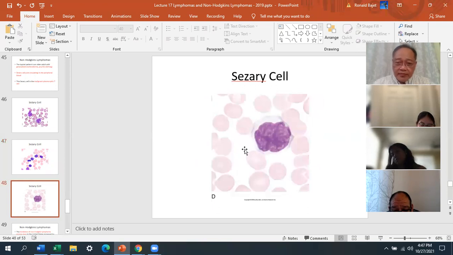And another Sézary cell. This is lymphocytic. It's large. Look at the cytoplasm. It's not dull blue, so it's not monocytic. Almost monocytic nuclei with a little bit of folding here, but it's not a monocyte. It's large, and this is another T lymphocyte. Okay.